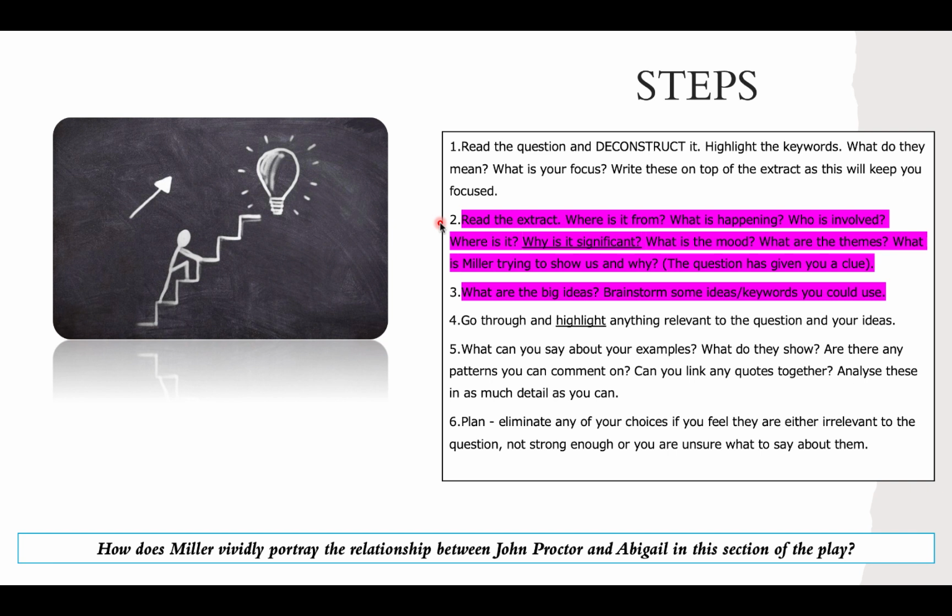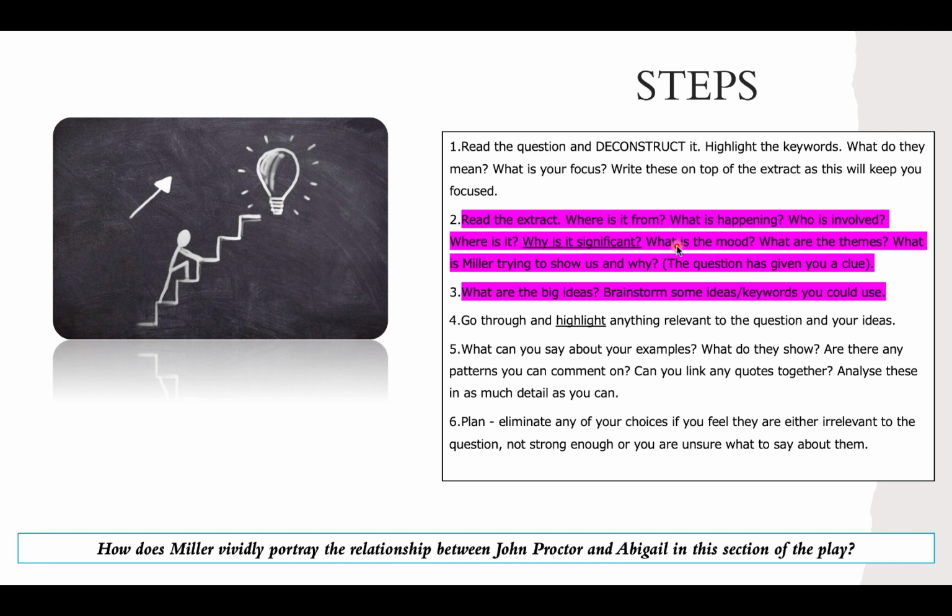So think about whereabouts in the play. As I've said, this is Act 1, you're told that. So that tells you something in terms of what Miller is trying to set up for you initially. In Act 1, he's presenting a lot of ideas that he will continue throughout the rest of the play. What's happening? Who is involved? Where is it? Why is it significant? Why is it important? Think about why it's been chosen.